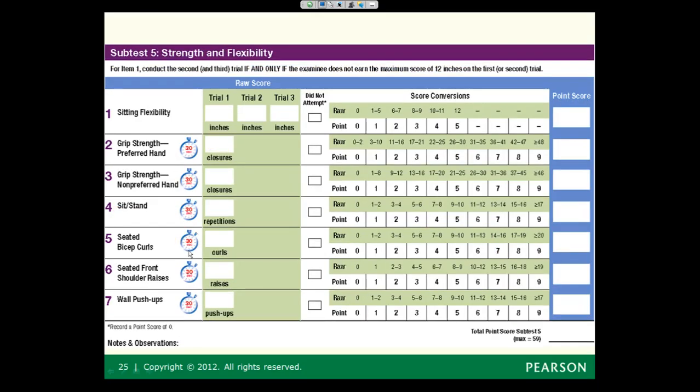So when we look at the fifth and final subtest, strength and flexibility, again, for item 1, we're going to conduct the second and third trial if and only if Mary did not earn the maximum score of 12 inches on the first or second trial. So we're looking at the sitting flexibility here. Again, Mary could not do 12 inches on either of the trials. And now that I think about it, I wonder if I could do 12 as well. But that's neither here nor there. But for trial 1, we had 10 inches, then 11 and 11 on the subsequent trials for a score of 4.